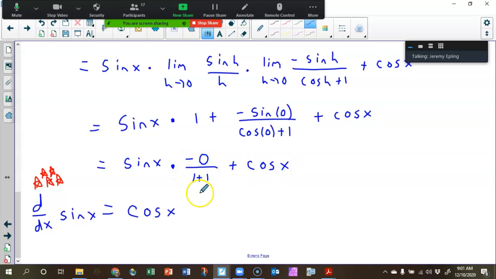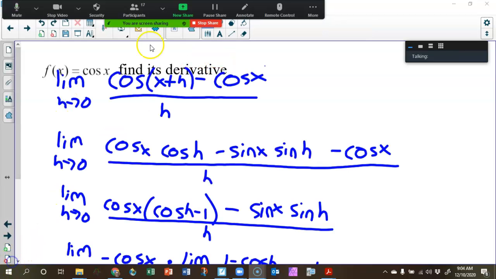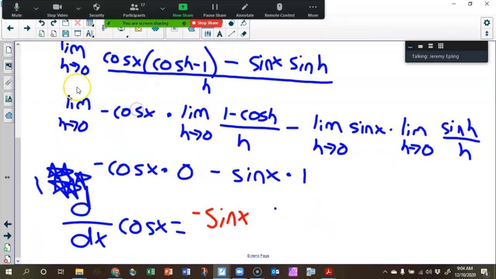And so we have 0 plus cosine x. All right. I want to give you 2 minutes to try the derivative of cosine of x. All right, so let's look and see how you did.